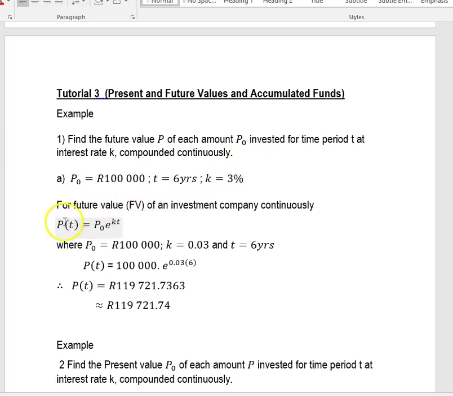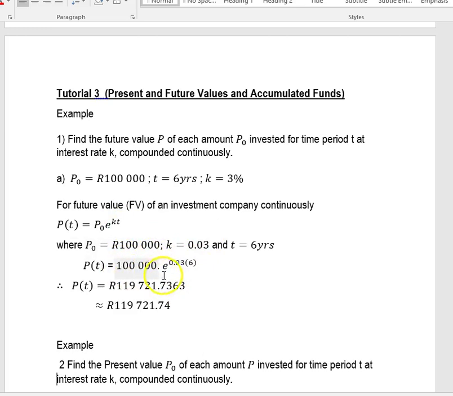So now we need to know the formula. That's the formula for the future value of an investment, compounded continuously. In this case, our future value is P of T equals P0, which is our present value, times e to the power of kt. So it means we just substitute the values. P0 will be our present value, 100,000. E is the exponential constant, to the power of 0.03 because it is 3% in decimal, and then times your t, which is 6.